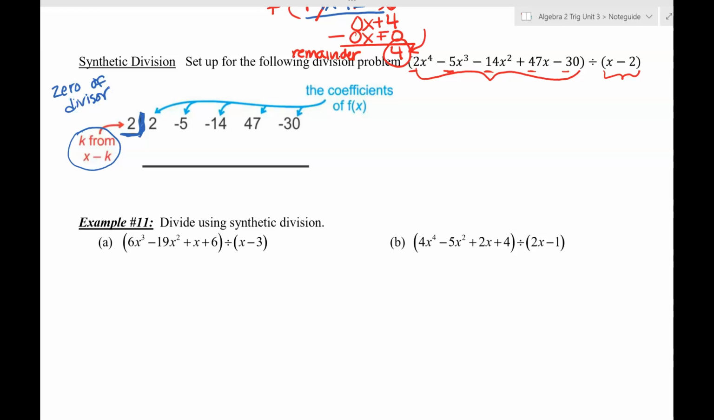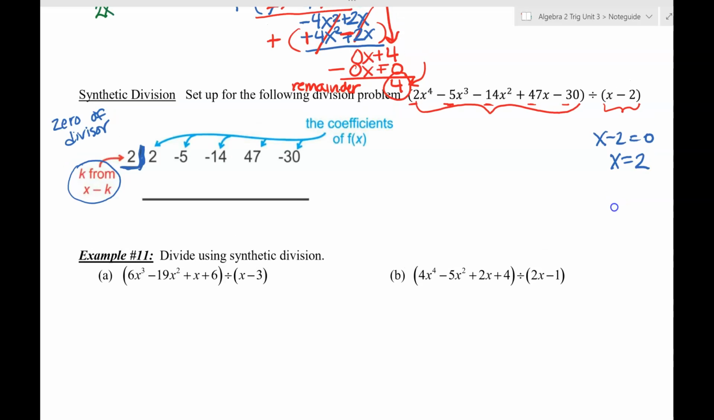So if you took what you're dividing by and set it equal to 0, that x value that you would get is what you're using here in this spot. Now this process only works for divisors like this. They have to be linear. That means of degree 1. And x has to have a lead coefficient of 1.